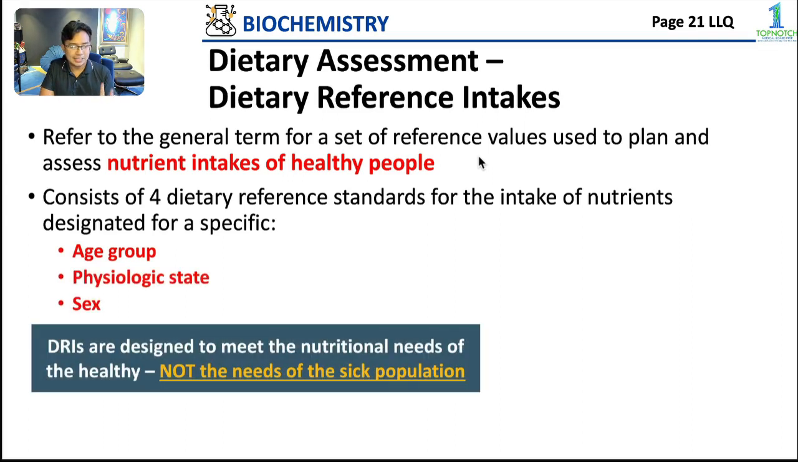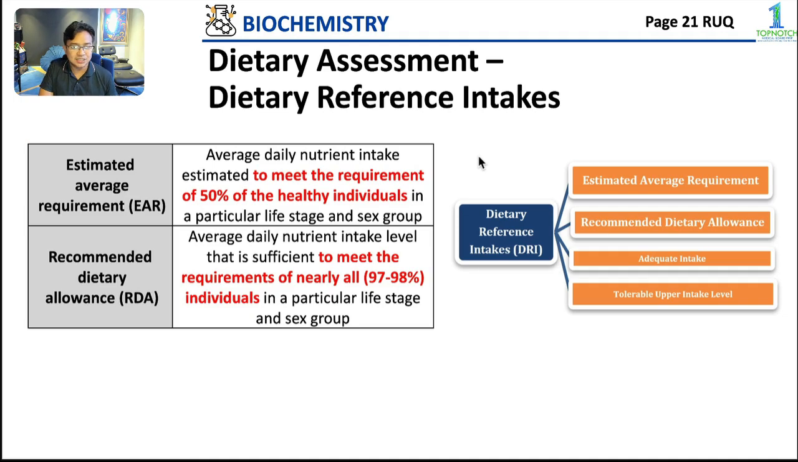Therefore, okay, take note guys that DRIs are designed to meet the needs of the healthy people only, not the needs of the sick population. Therefore, we follow a different set of reference values for those who are sick. That is why renal patients have different diet composition than those of cardiac and DM patients, and of course, those of normal patients. Now, DRIs have 4 reference standards: EAR, RDA, AI, and UL.